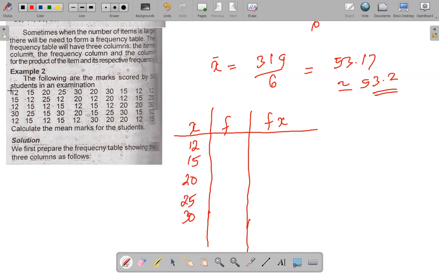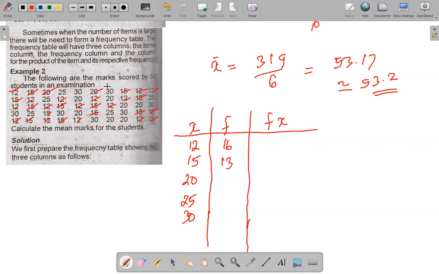And so on. So 12: 1, 2, 3, 4, 5, 6, 7, 8, 9, 10, 11, 12, 13, 14, 15, 16. So 12 appears 16 times. To move to 15, how many times does 15 appear? 1, 2, 3, 4, 5, 6, 7, 8, 9, and 10. Okay, I missed some: 11, 12, 13. 13 times.